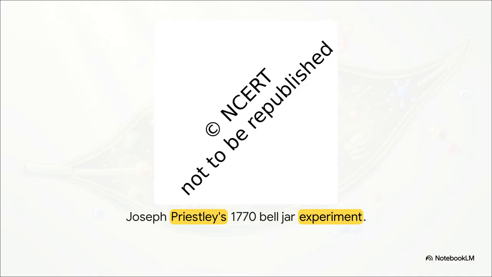Let's think about Priestley's genius for a second with his 1770 bell jar experiment. He placed a burning candle and a live mouse inside a closed glass bell jar. Now, as you might guess, very quickly the candle went out and the mouse suffocated. He realized that breathing animals and burning candles somehow, quote-unquote, damage the air. But, and here's the kicker, when he placed a live mint plant in that exact same jar, the mouse survived and the candle could keep burning. Priestley proved that plants actually restore to the air whatever animals and candles take out, a real game changer.